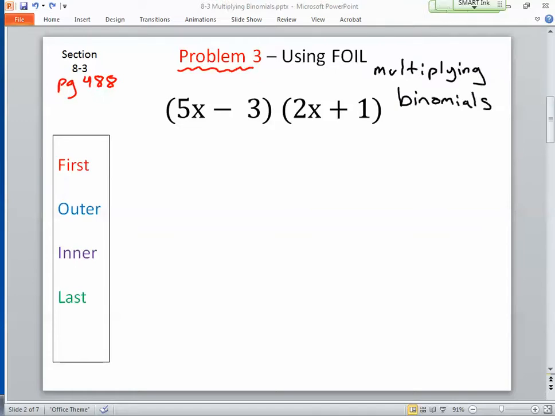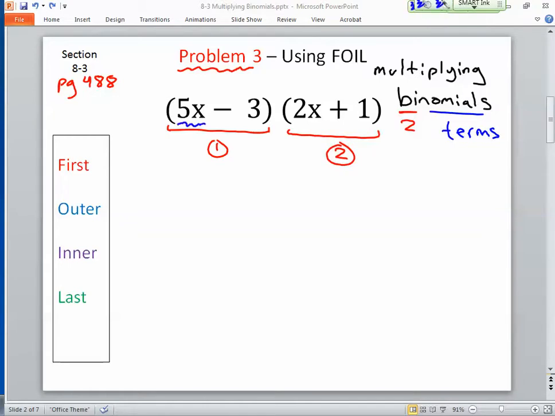So first, what is a binomial? Well, bi means two, and nomials we can think of as meaning terms. These are expressions that have two terms in them. Up here I have two expressions. Here's expression number 1, and here's expression number 2 over here. But if I look at each of these expressions, I have two terms in each one. My first term here is a 5x. My second term is a negative 3. My first term over here is a 2x. My second term is a plus 1. So each of these, number 1 and number 2, is a binomial, and I am multiplying them together.